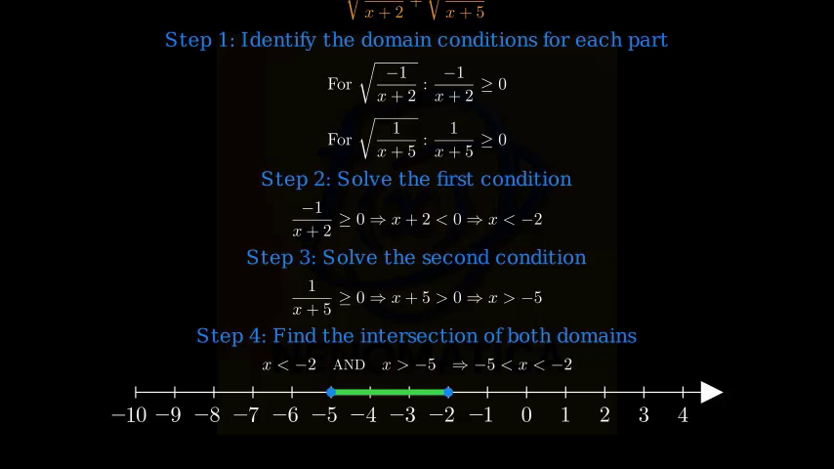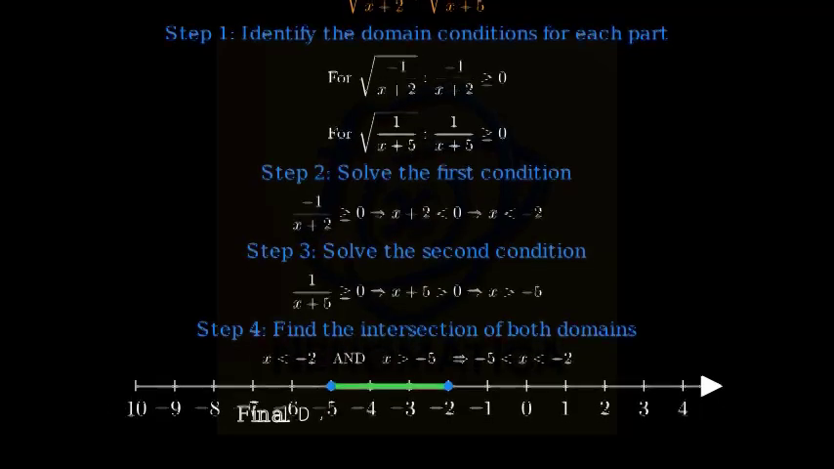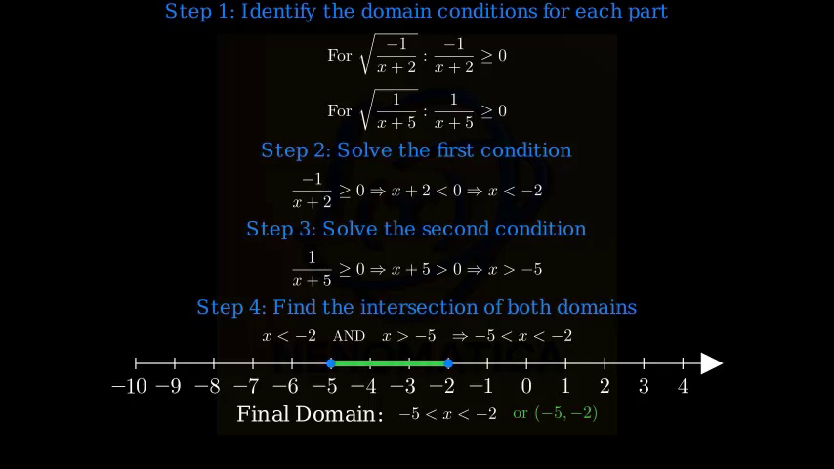We need x to be less than negative 2 and greater than negative 5. This gives us x between negative 5 and negative 2. So our final answer is: the domain of this expression is the set of all x such that negative 5 is less than x and x is less than negative 2. In interval notation, this is the open interval from negative 5 to negative 2.